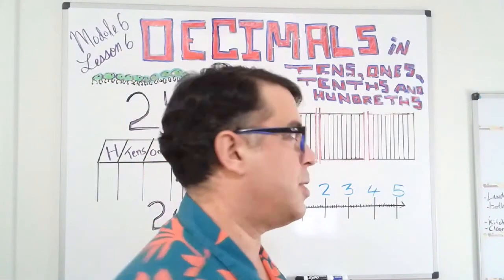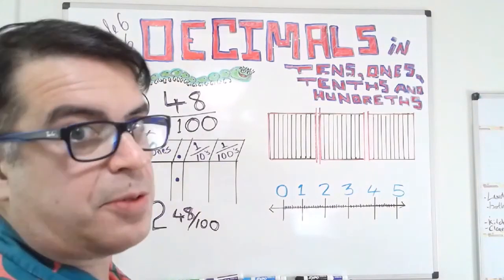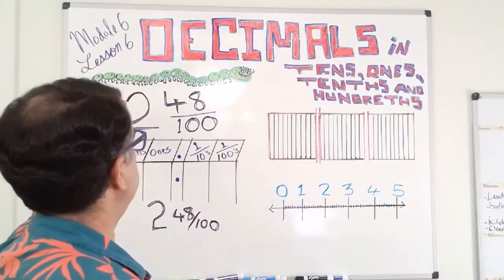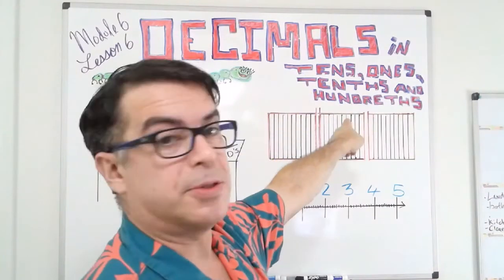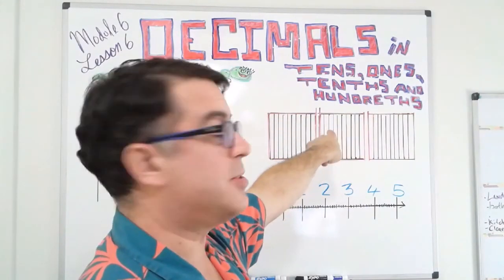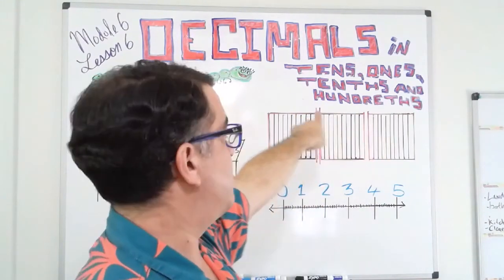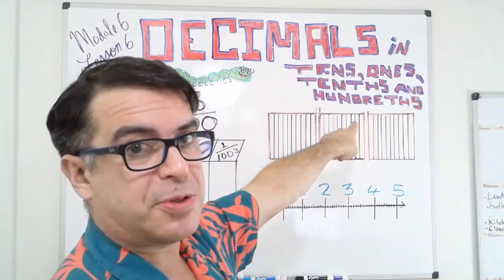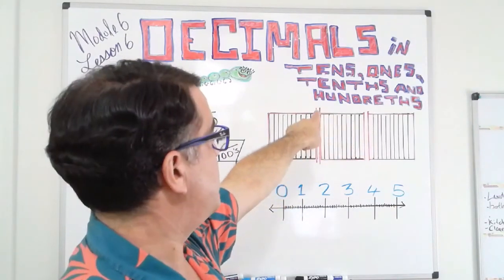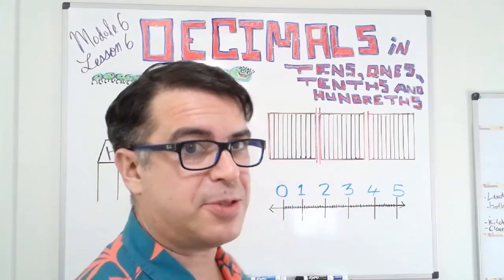So let's look at today's objective here. Technically, I'm teaching Module 6, Lesson 6, decimals, tens, ones, tenths, and hundredths. Of course, the decimal here would be the tenths and the hundredths, but we're adding the mixed numbers. Remember, tens and ones would be the whole numbers involved in a mixed number. Tenths and hundredths would be the fraction part or the decimal part of that mixed number.